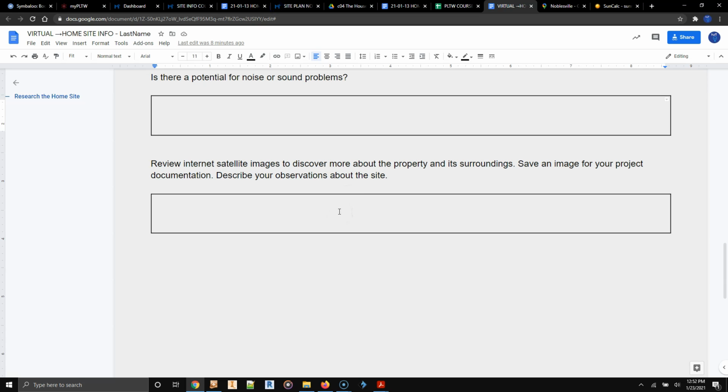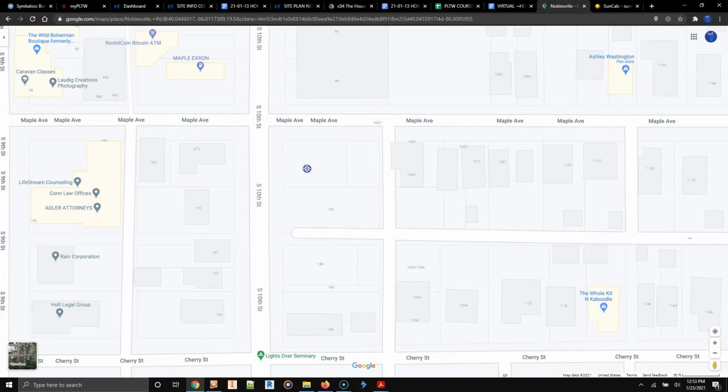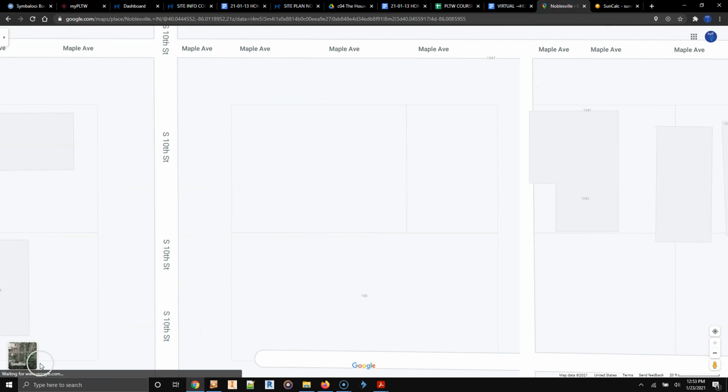All right, we want to think about what are some other things about the property and its surroundings here. Save an image of your project documentation and describe your observations about the site. So mostly what I want to see here is, what do you see around the site that is important to think about for your site design, and then put a screenshot of what you see on Google Maps. So let's go do this. I'm going to zoom in on Maple Street here, and we're going to switch to satellite view right down here.